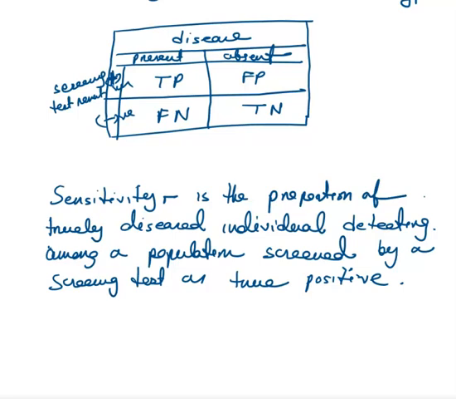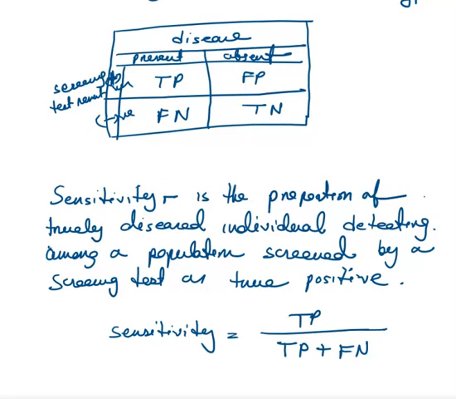So the sensitivity formula is true positive detected by the screening test divided by true positive plus false negative.